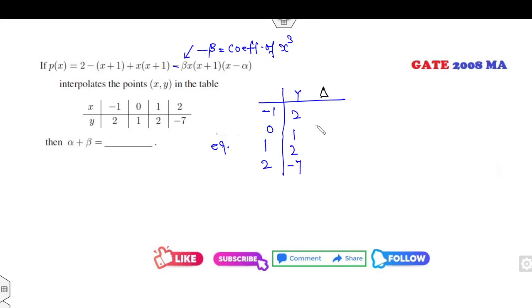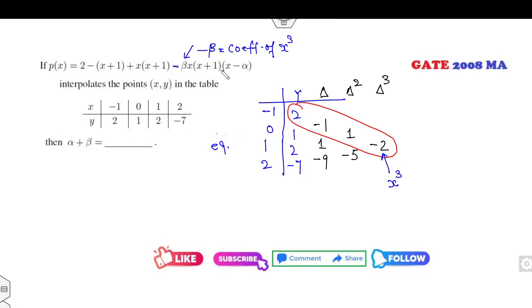So what is the first difference? Minus 1, 1, minus 9. Second difference divided by 2: 2 by 2 is 1, minus of 10 divided by 2 is 5. Cube difference divided by 3: minus 6 divided by 3 is 2. So these are the pairs. Now what is the meaning of that? This is my coefficient of x cube. What is the coefficient of x cube? Minus beta. Minus beta is my minus of 2. Beta is my 2. Fine.